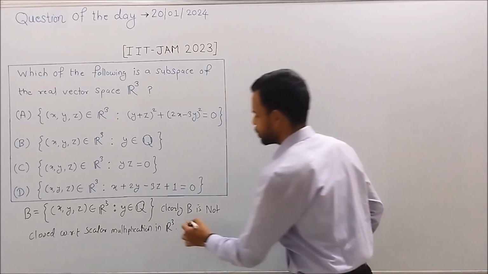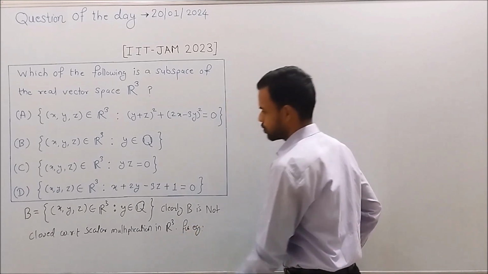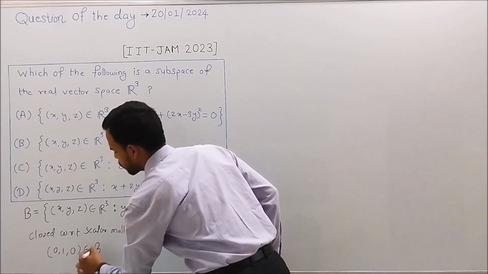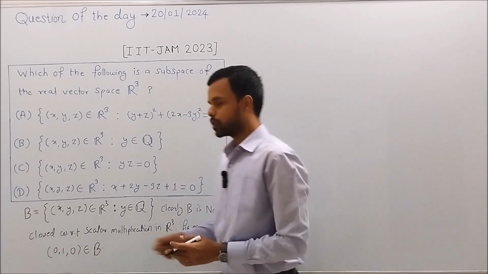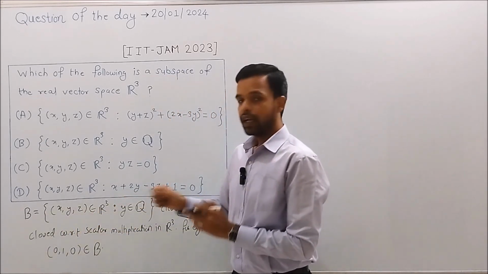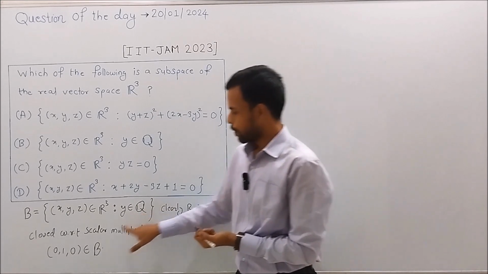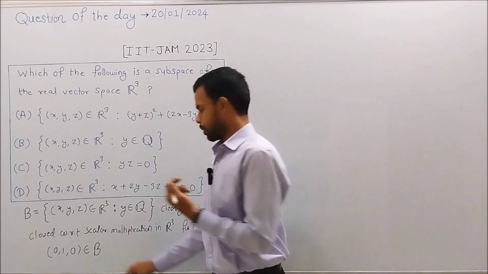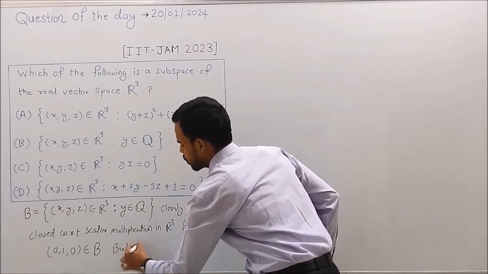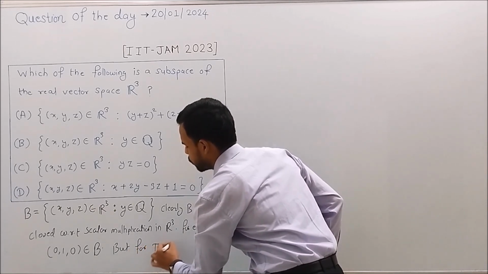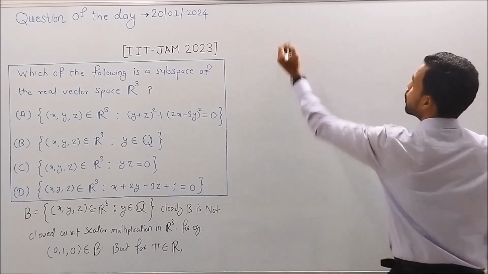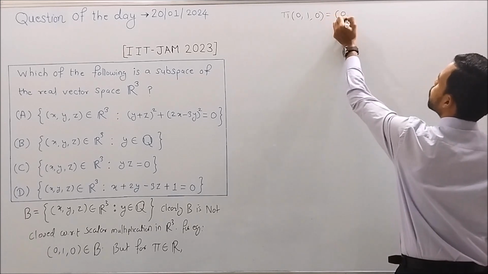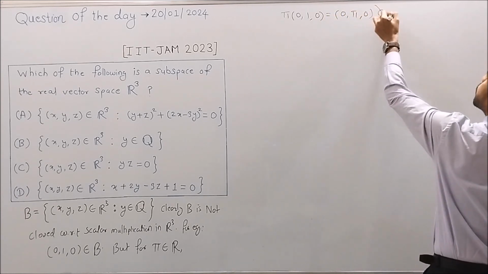To see this, for example, (0, 1, 0) belongs to B. We can see that this element belongs to B because for an ordered triplet to be in B, we must have its second coordinate belong to the rational numbers. And here we can see that 1 belongs to the rational numbers. So (0, 1, 0) belongs to B. But for pi belongs to the real numbers, we have pi times (0, 1, 0), which equals (0, pi, 0), does not belong to B.